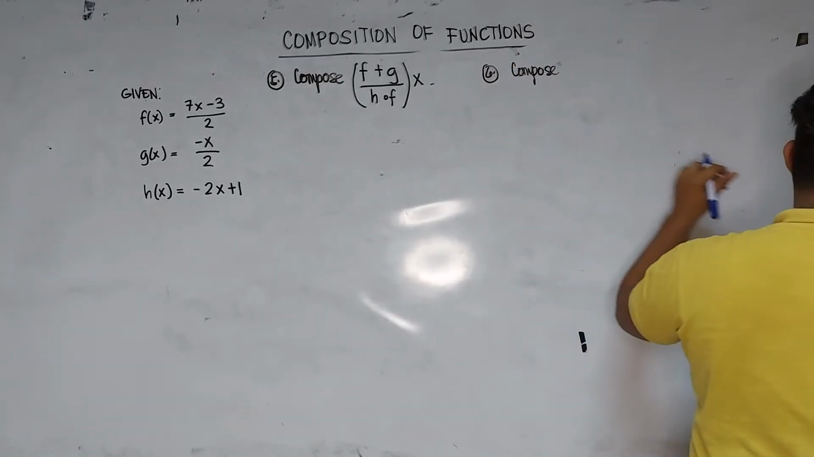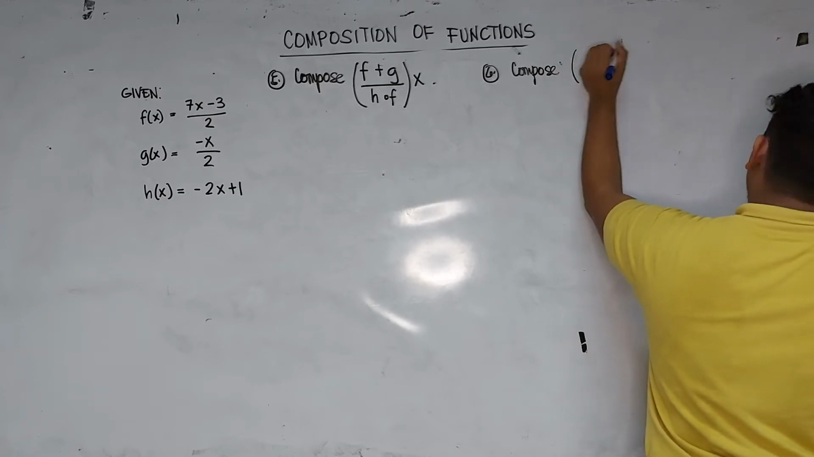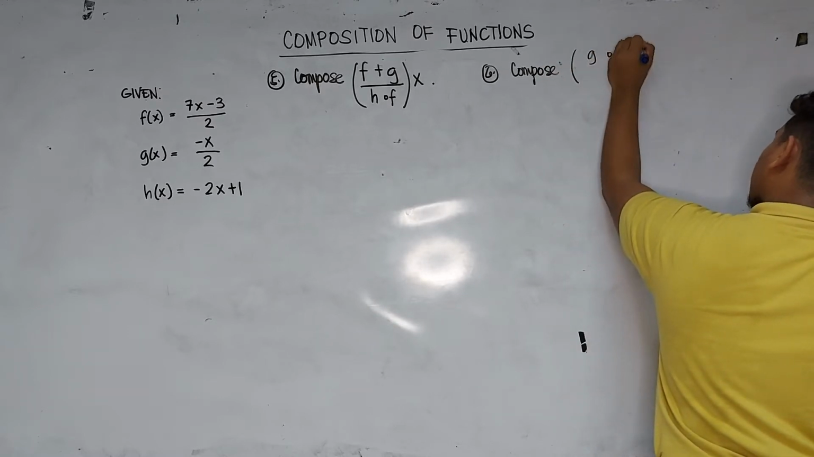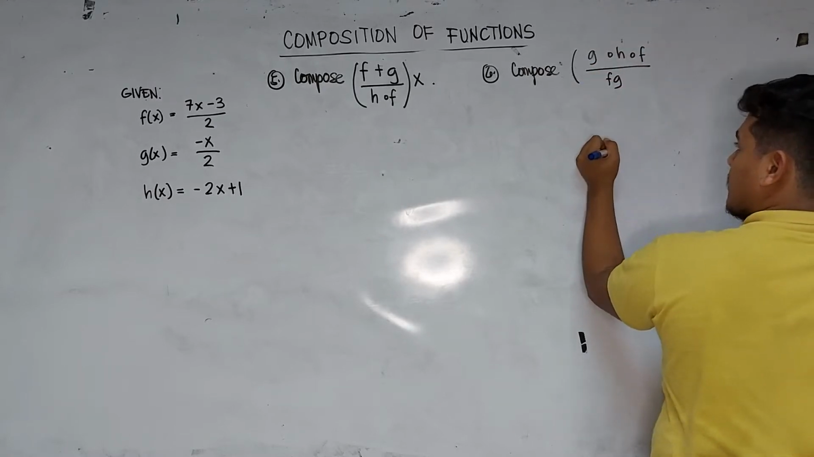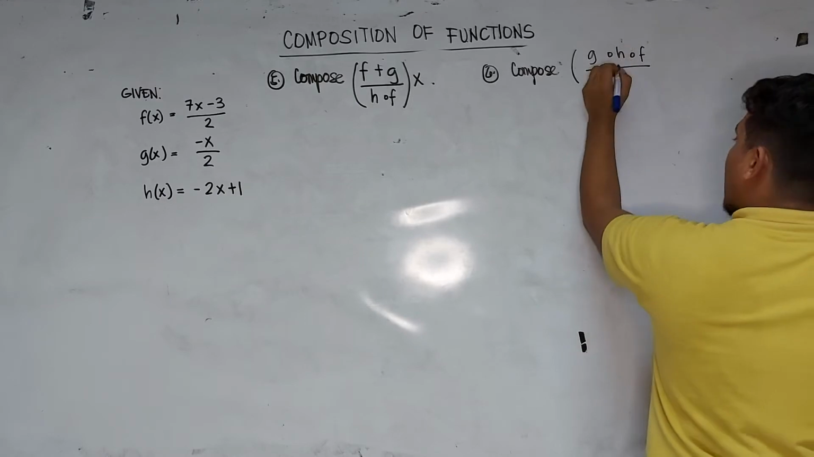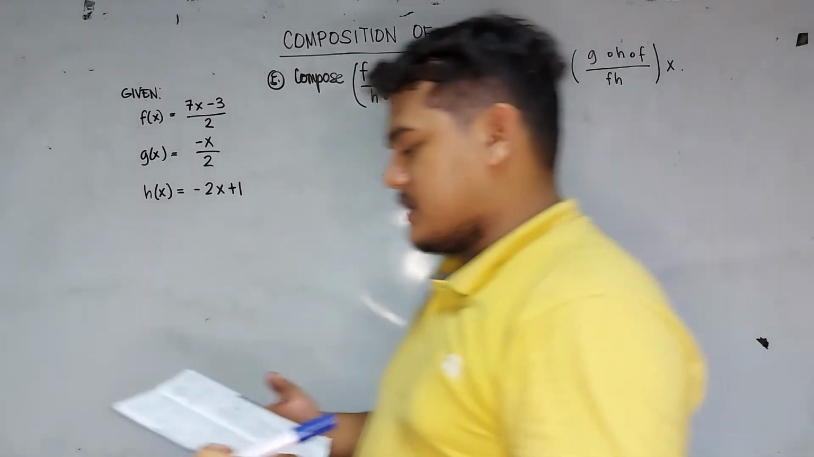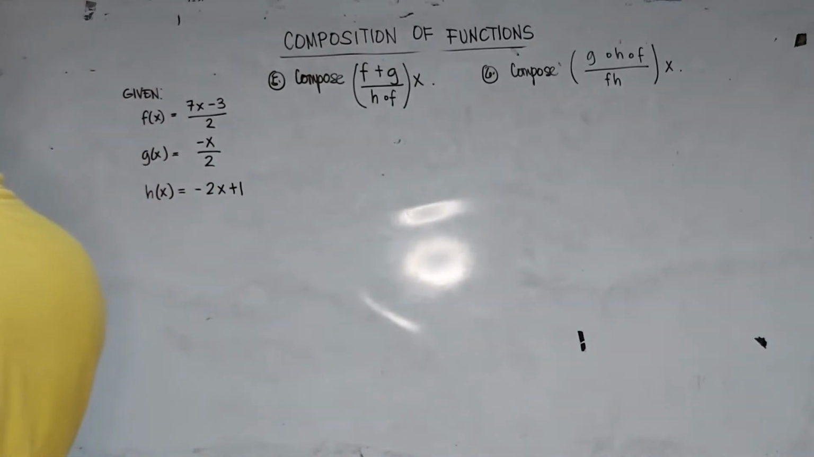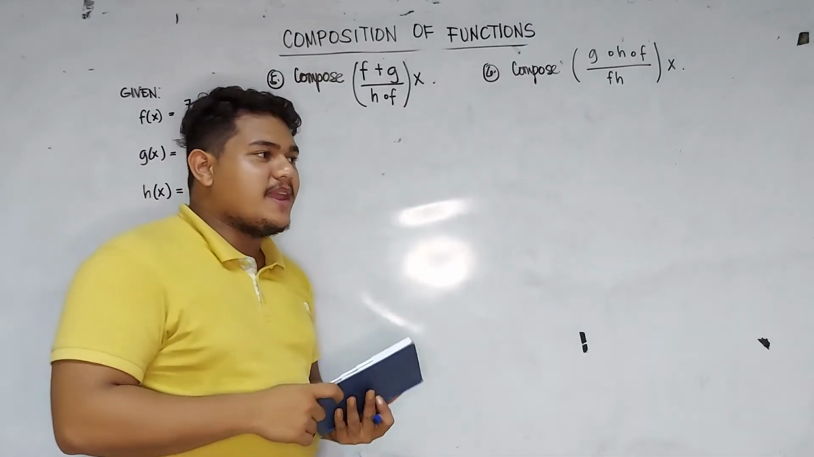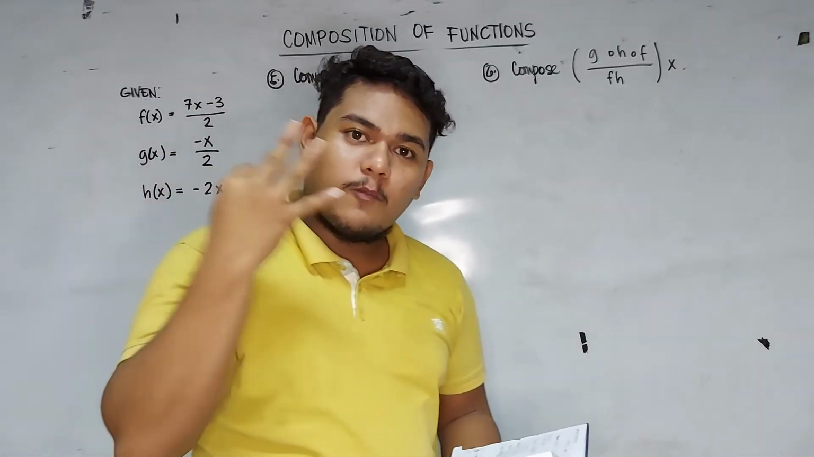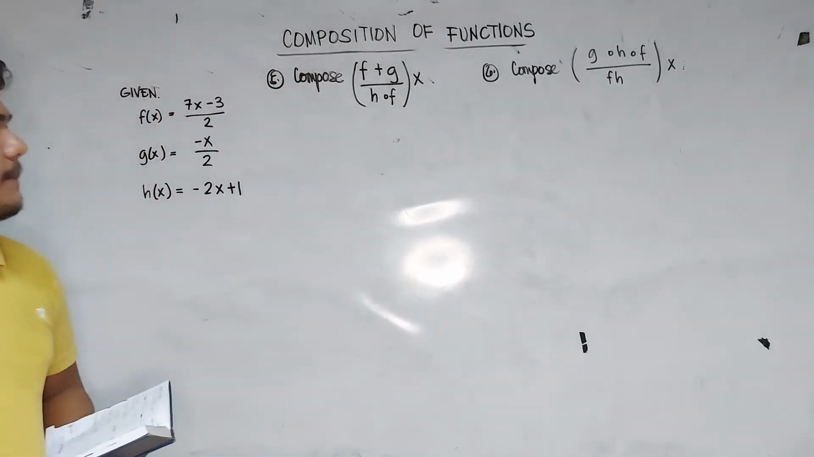Number 6, compose and evaluate g composed of h composed of f over fg and fg, fh of x. Okay, you will have to pass this one by November 3, when we will go back to our classes. So you still have a week.